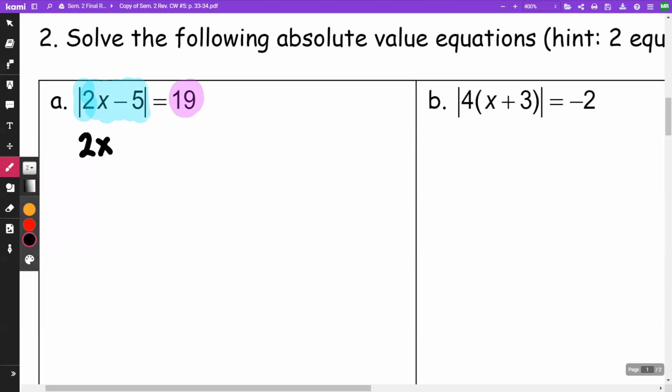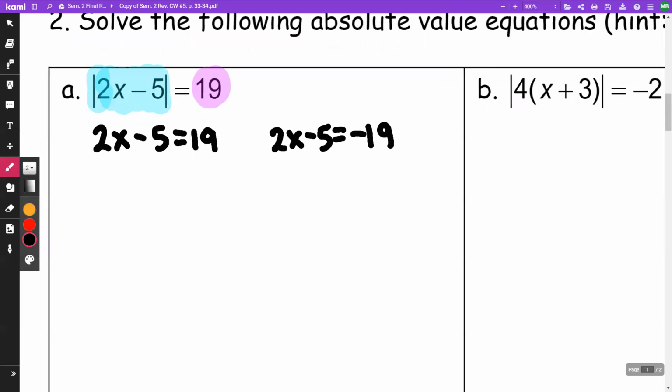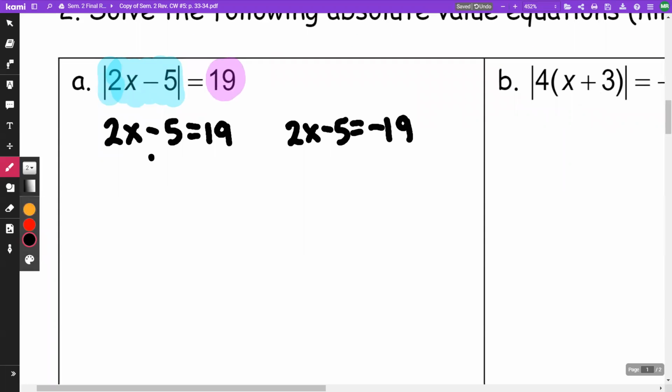So this is going to be 2x minus 5 is equal to 19. Because the absolute value of 19 is 19. Or it could be 2x minus 5 equals a negative 19, because the absolute value of negative 19 is also 19. I'm going to solve both of these.